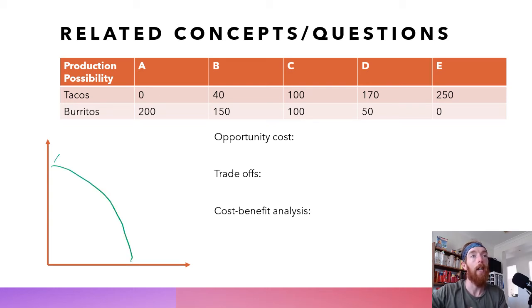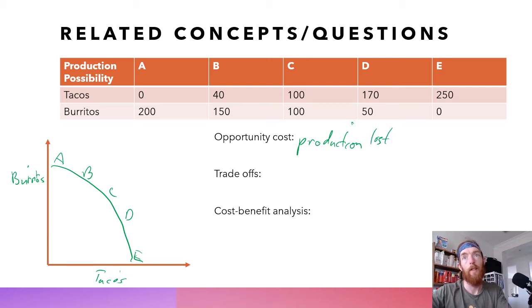again, go A, B, C, D, and E. I'm just going to be quick on this one and be tacos and burritos, but remember to say production of burritos. So then, things you can ask about. So opportunity cost is the production lost when going with the next best alternative.